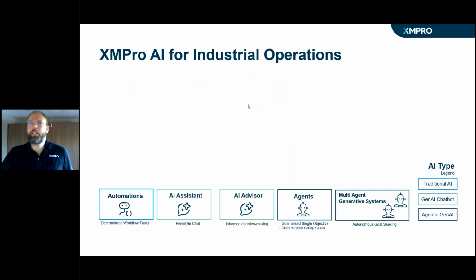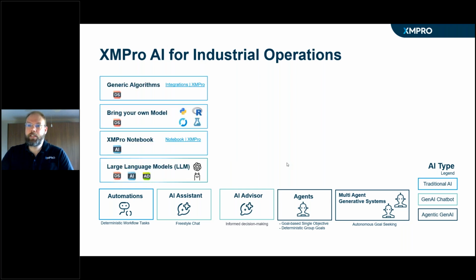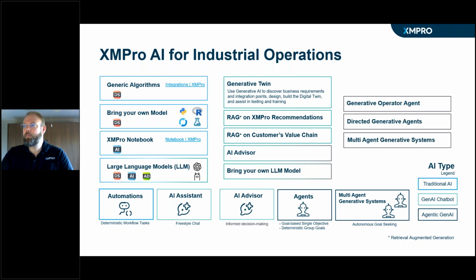How do we translate this into what it is that we do for industrial operations? So you'll see at the bottom, I've still got the same items: automation, assistant, I'll come to the advisor, agents, and then multi-agent pieces as well. So I'll just build this up for it. These are the different areas that you can actually interact with inside XMPro.